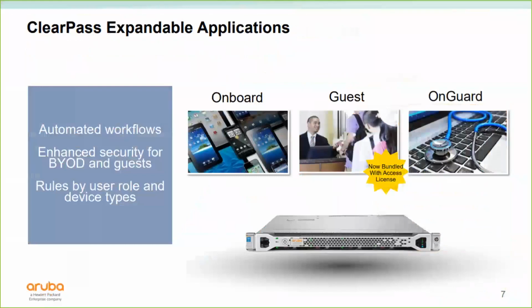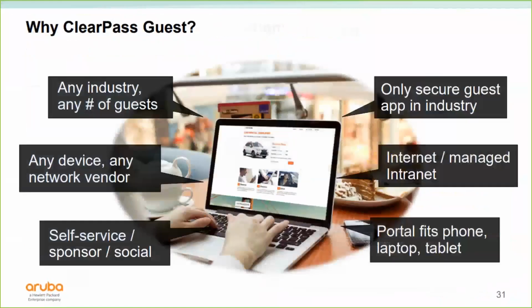All right. So now that we've talked about some of the dynamic segmentation features, let's move into some of the expandable applications, some of the things that we can add on to ClearPass for a little bit of extra capability. So ClearPass Guest is basically a way for us to automate and securely bring guests onto the network while collecting information from them, and that's basically what it does there.